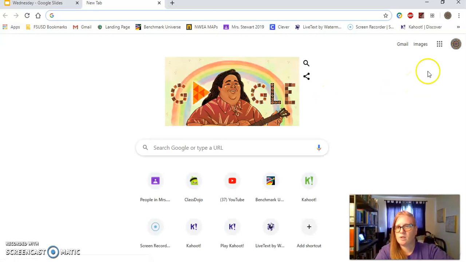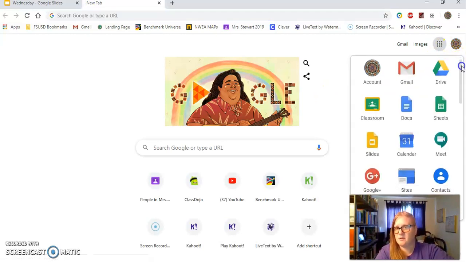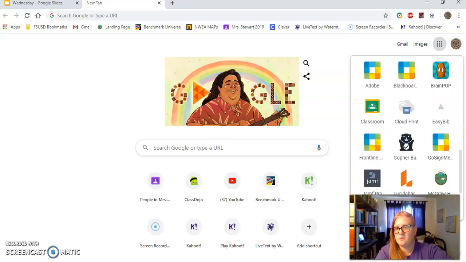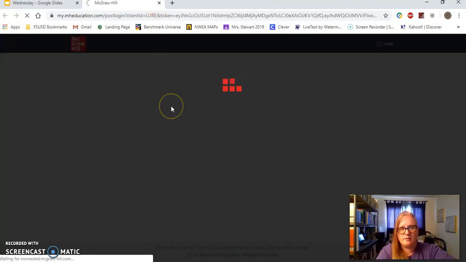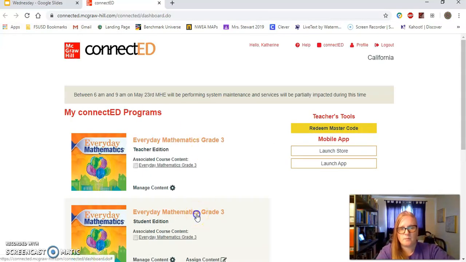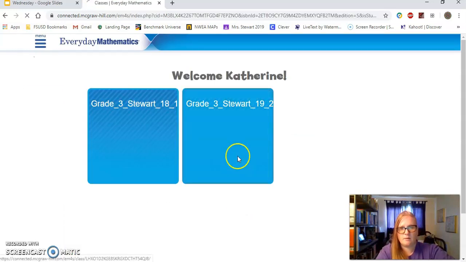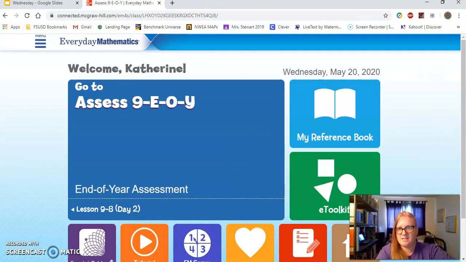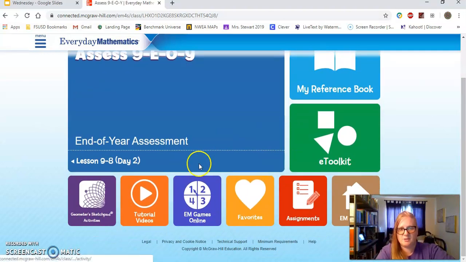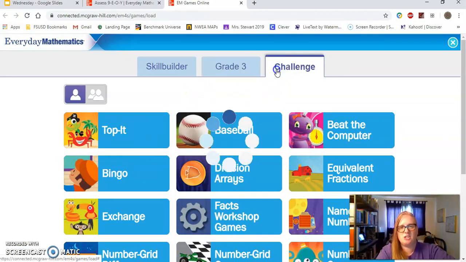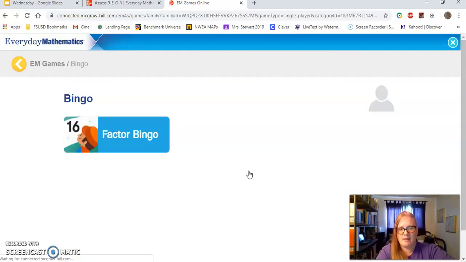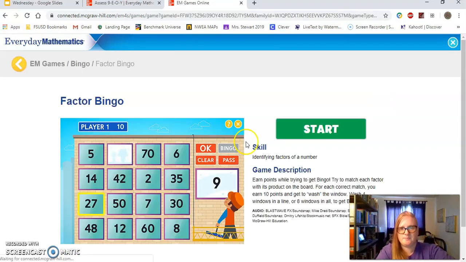So just if you need a reminder of how to get to EDM games, you scroll all the way down until you see the tree. All right, this will be your home page. It'll look very similar to mine. EM Games Online. And this is what I was talking about. Don't click on this bingo, click challenge. Then click bingo, and here's factor bingo.